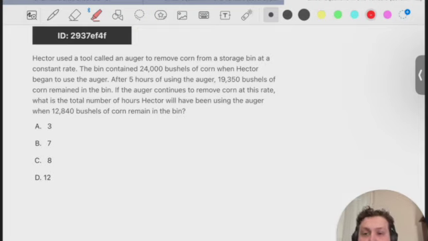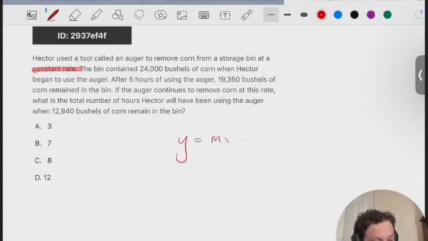Alright, Hector uses a tool called an auger to remove corn at a constant rate. That lets me know that's a linear equation, right? So I'm immediately thinking y equals mx plus b. That's in the back of my brain. I want to come up with some sort of function for this. We start off with 24,000 bushels, and we have x number of hours, so x is h now. And now slope. Slope is equal to change of y over change of x.